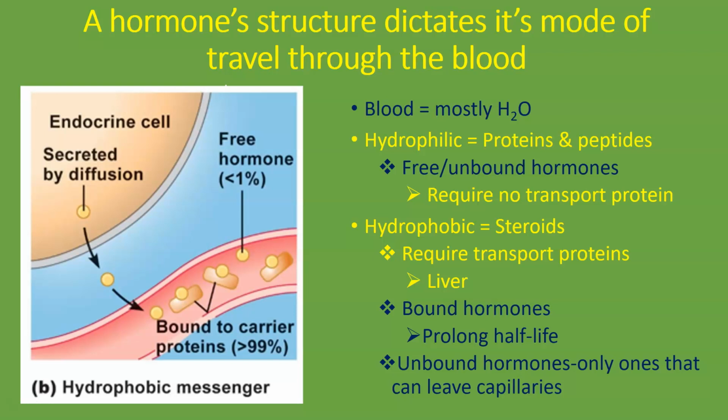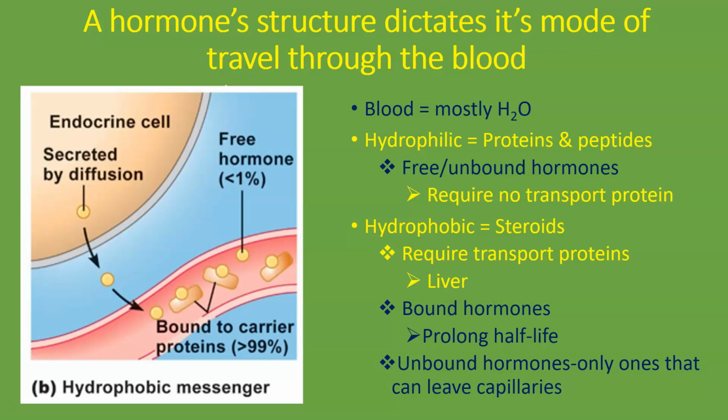Bound hormones have a longer half-life than free hormones, which basically means that the bound hormones are not going to be degraded by enzymes in the blood, and they are not going to be removed from the blood by the kidneys. The free hormones, however, and as you can see, we have a very small percentage of free steroid hormones, less than 1%. But those can be degraded rather quickly.